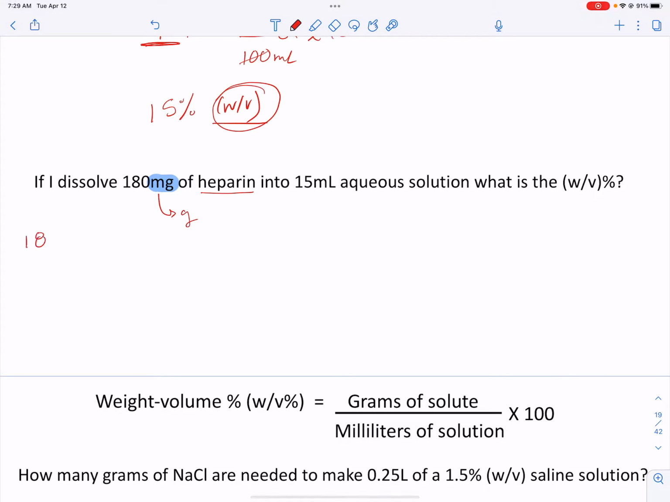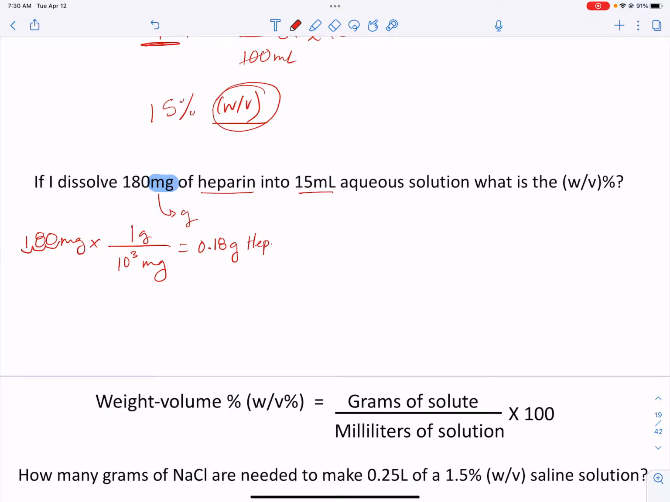Okay, 180 milligrams. Do you guys remember how many milligrams are in a gram? That's the info you need right now. 10 to the power of 3 or 1,000 milligrams for every 1 gram. So you calculate that. Essentially, you move the decimal place 3 places to the left. So 0.18 grams of, I'm going to put hep for heparin. So that's our mass, and now we have our 15 milliliter solution.